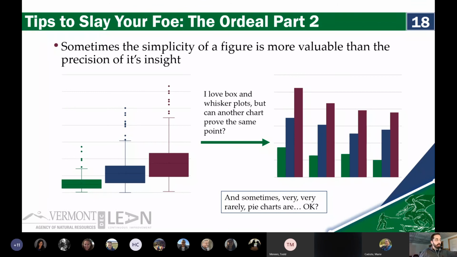So we can take that same data and we can visualize it differently. Now, is it a perfect snapshot of the way the data is constructed, like the box and whisker plot is? Not necessarily, but it can still make the same point, and I don't have to spend as much time explaining how box and whisker plots work.